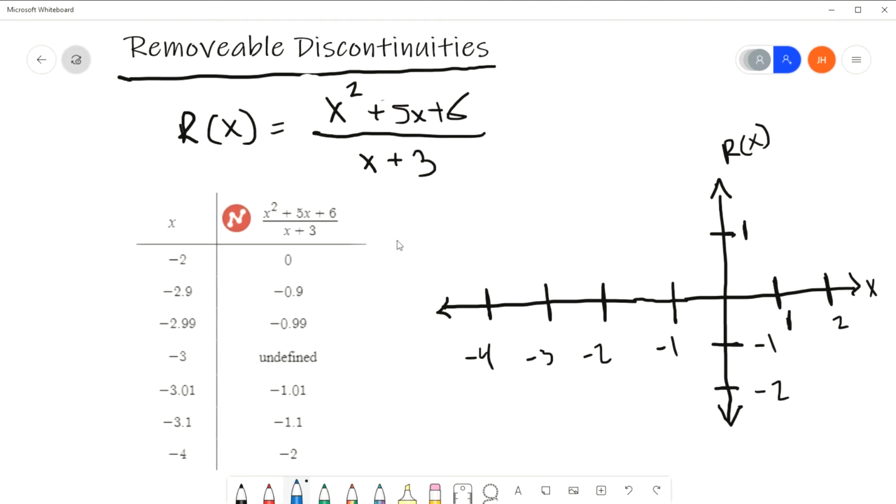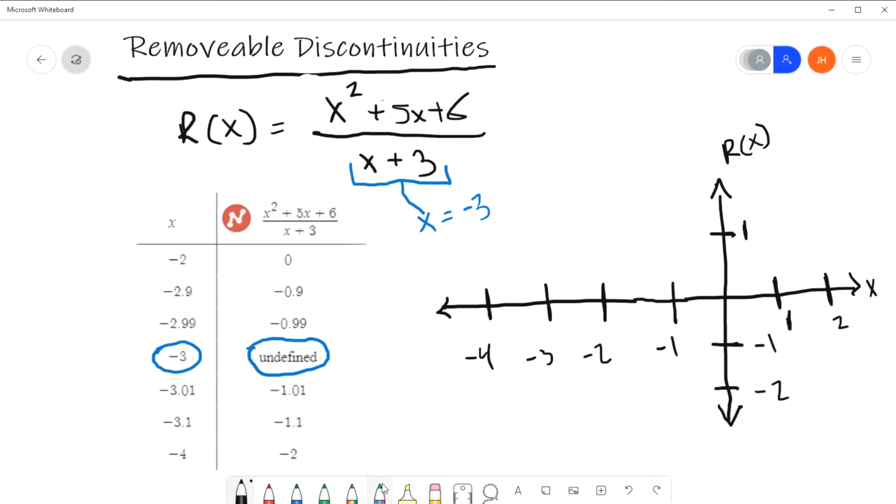So to begin our discussion of holes in functions, I want us to take a look at this function r of x. R of x equals x squared plus 5x plus 6 over x plus 3. In this function, based on what we've been talking about, we can tell that there should be some discontinuity at x equals -3, right? And you can see from this table of values that I've created that at -3, the function is undefined, as we would expect. That is great.